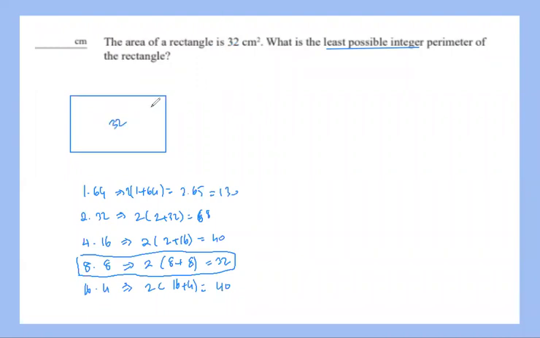So if the two sides are equal to each other, then we are going to get the smallest perimeter. The area is 32, which means a times a is equal to 32, so a squared is 32. So a has to be, if you take the square root, 4 root 2. So the perimeter will be 4 times this, which is 16 root 2.